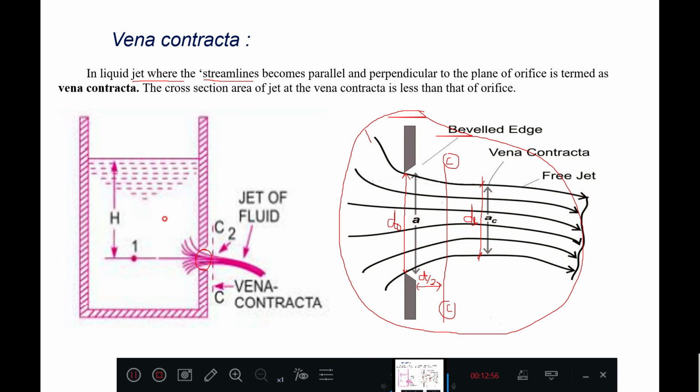Remember, only for a distance of d by 2, that is, if you are measuring the distance perpendicular to the plane of the orifice, half of the diameter of the orifice, at that particular distance the vena contracta effect will be there, where all the streamlines will be parallel to each other and perpendicular to the plane of the orifice, and also at that particular region the area will be minimum. Okay, I hope you understood this one. Let us move to the next part.